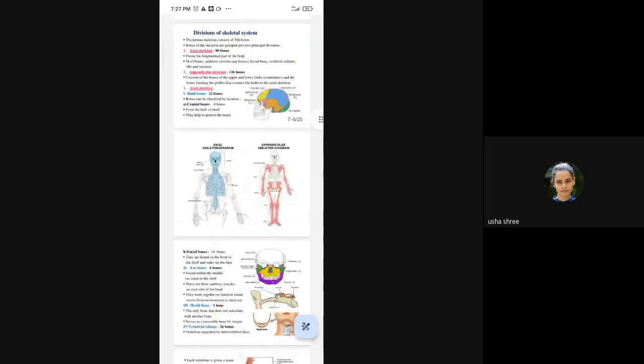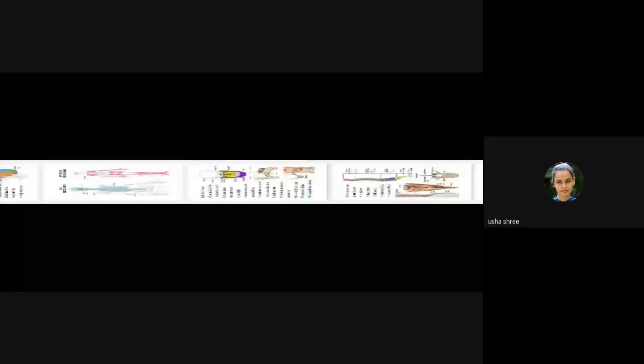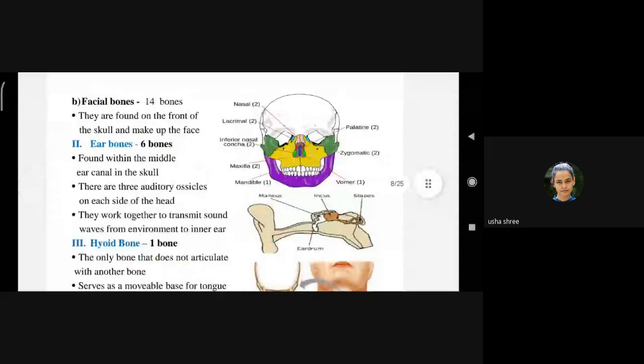Okay. So now we will go further. Facial bones. Facial bones are 14 in number. A total of 14 bones are there in our facial region. They are found in the front of the skull and make up the face.